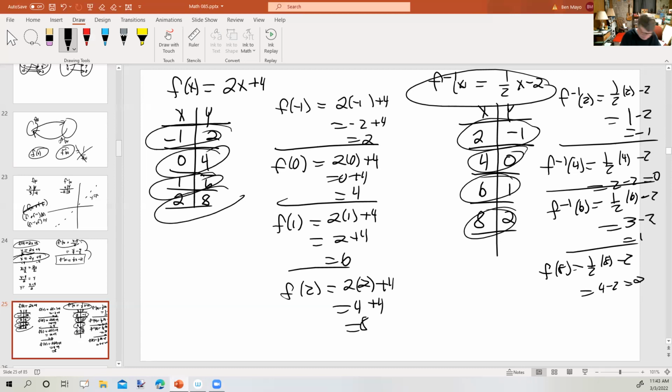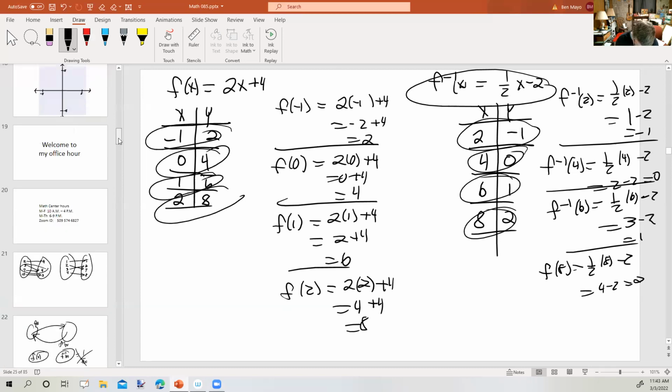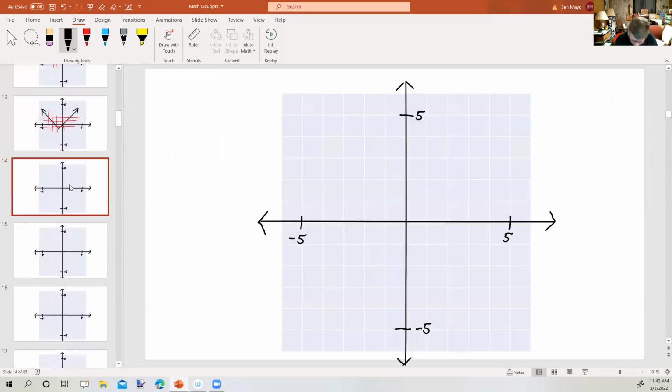All right, let me copy this down. -1, 0, 1, 2, 8, 6, 4, 2, and 2, -1, 4, 0, 6, 1, 8, 2. All right, now, I said that the graph of a one-to-one function and its inverse function, which is also one-to-one, by the way, the two graphs are symmetric about the line y equals x.